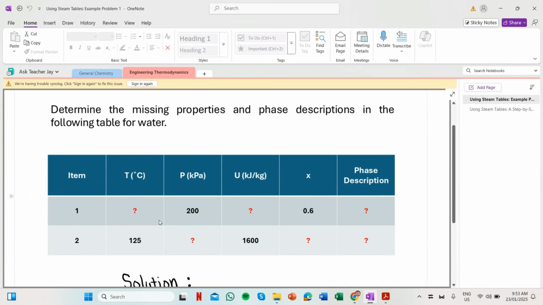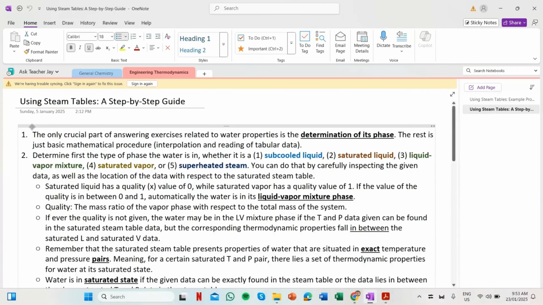So we have here two items, and we are required to use steam tables to fill in the blanks for each item. And first thing, the only crucial part of answering exercises related to water properties is the determination of its phase. So, of course, these questions are designed for you to infer or determine what's the phase of the water given these properties. And the rest of the solving process is basically mathematical procedure, which covers interpolation and reading of tabular data. So that's the crucial part.